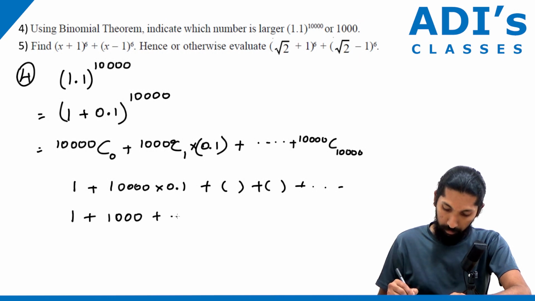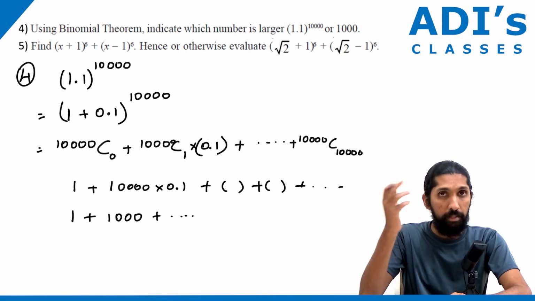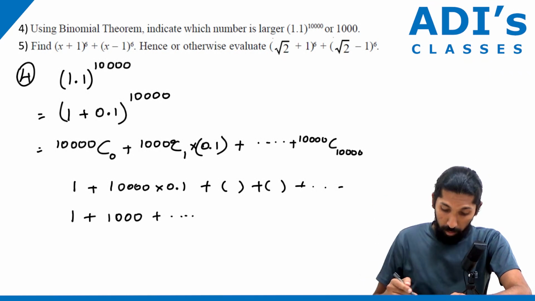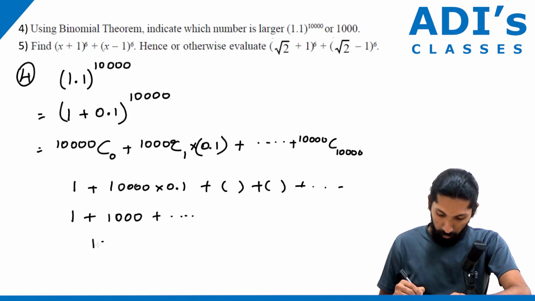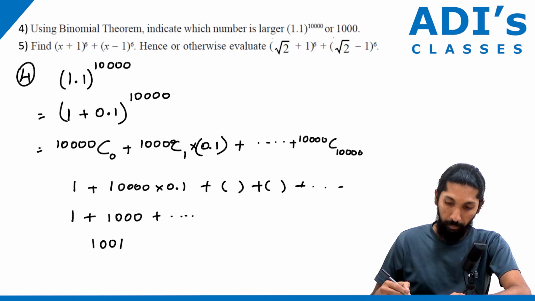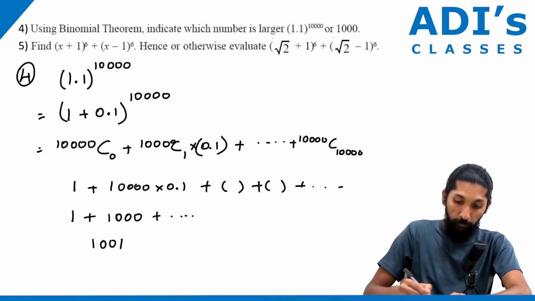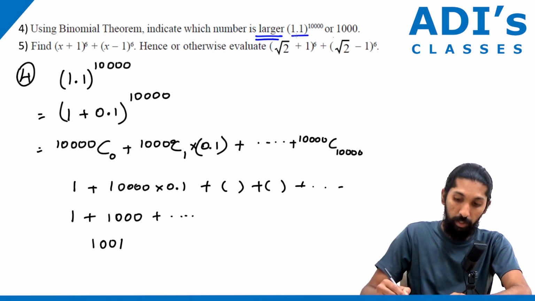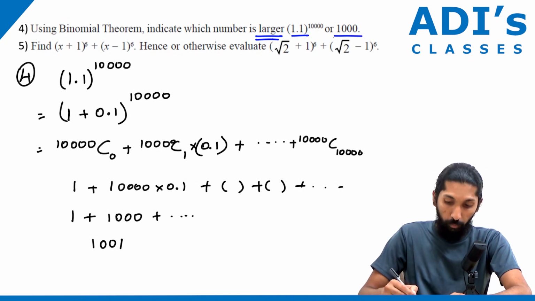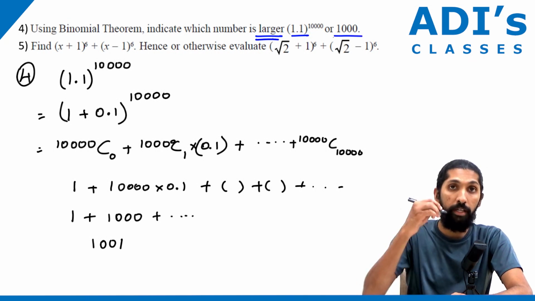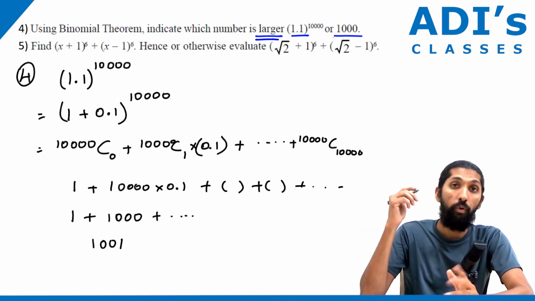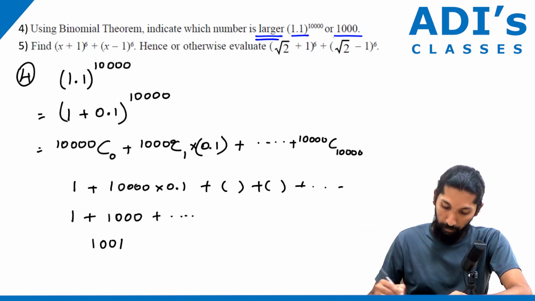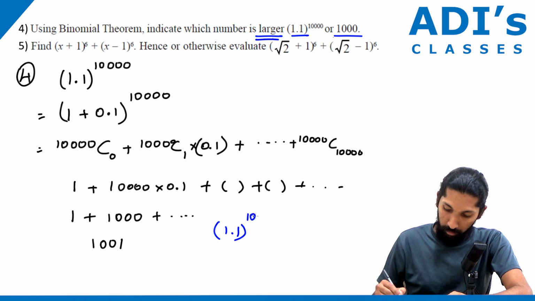1,000 plus something. What is 1 plus 1,000? 1,001. So here only we got 1,001. What is the question? Which is larger, this one or 1,000? Now 1.1 power 10,000, we already got 1,001. So very clearly we can tell that 1.1 whole power 10,000 is greater than 1,000.